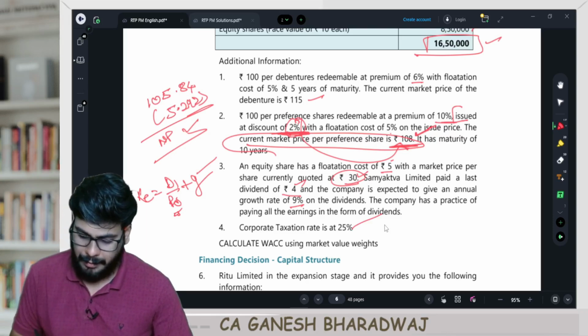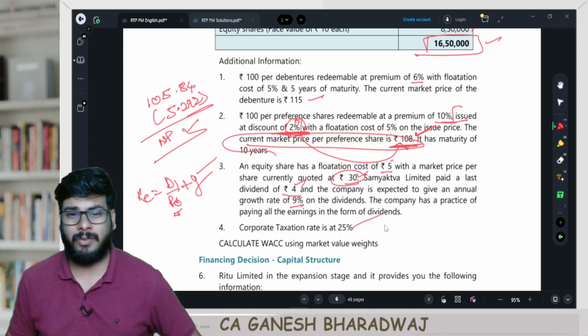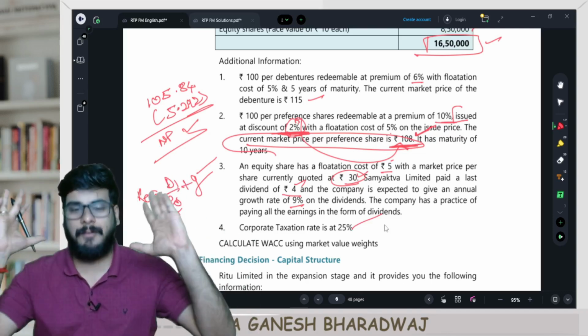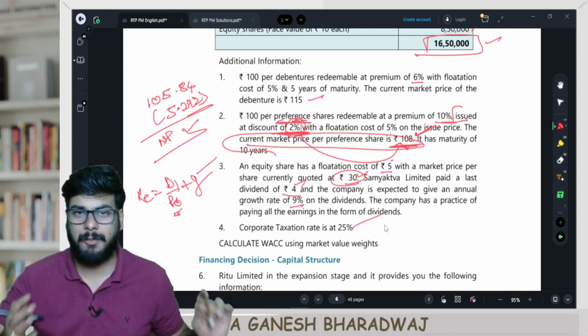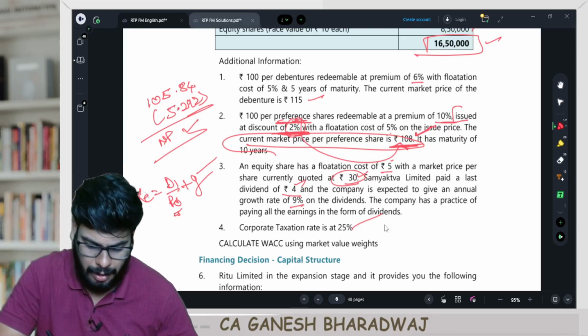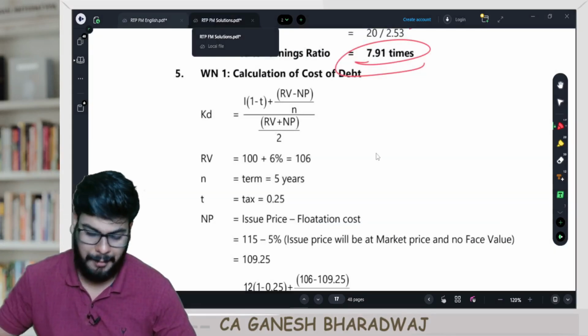Corporate tax is given in the question as 25%. Calculate the WACC using market weights. Guys, pretty much a straightforward question, except for this unique adjustment in preference shares. Everything else is going to be the same. Are you clear with this? Let's quickly run through the solution, and with that, we're done.